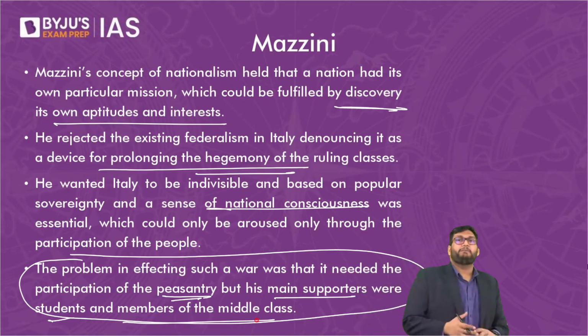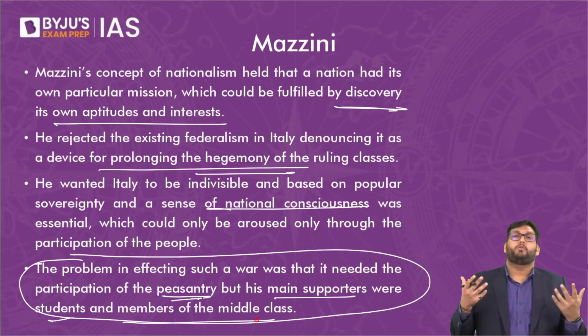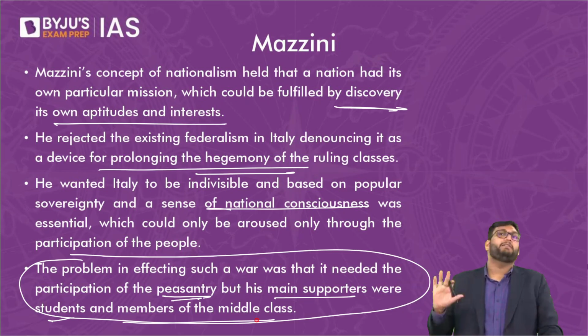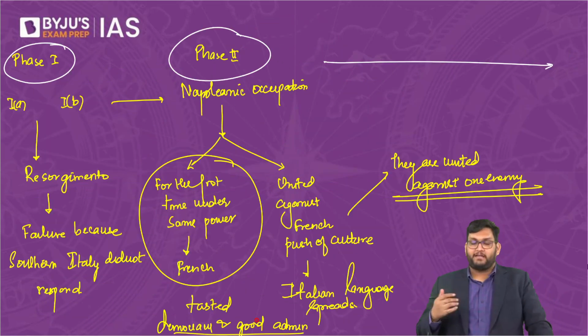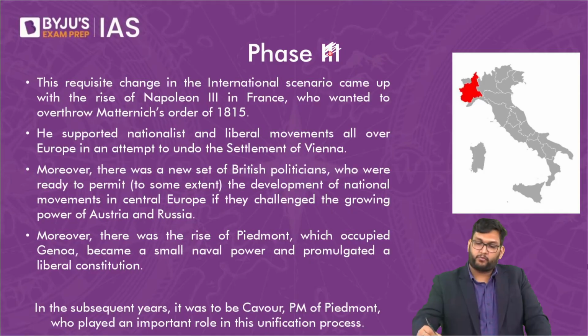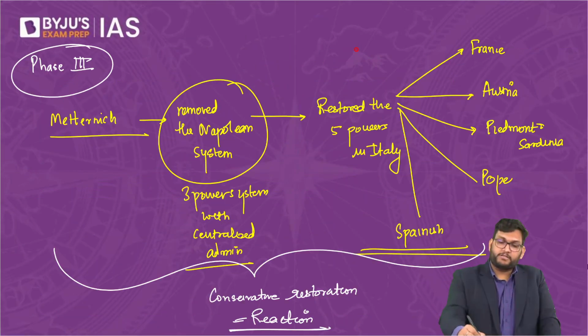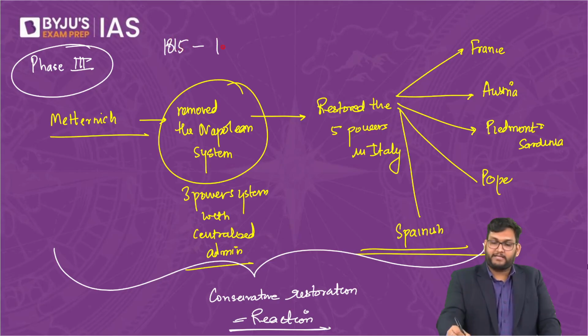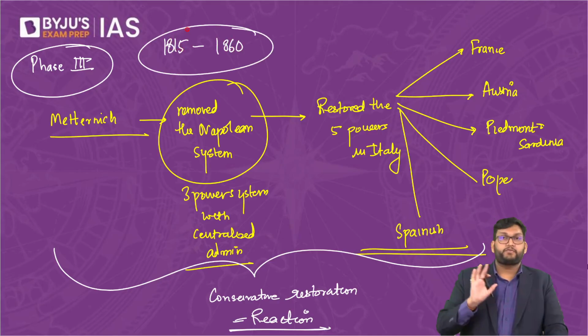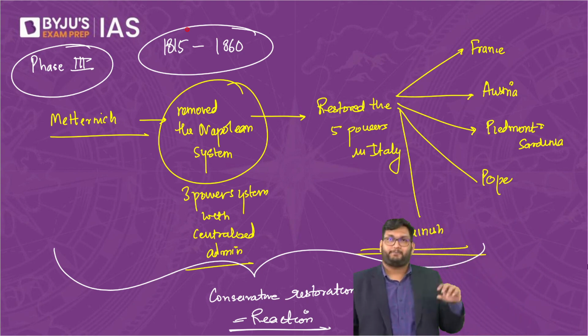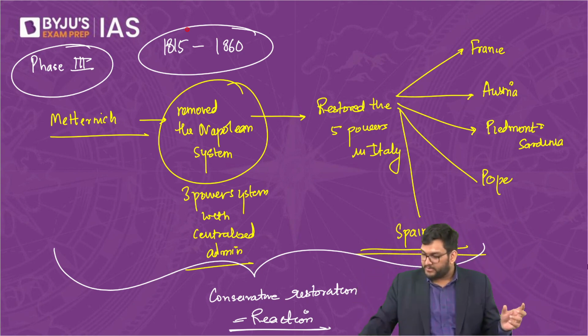So very simply, Mazzini cannot do what he wants to do. He will struggle, but nothing will really happen. And that is why we'll make this phase 4. That is why phase 3 also did not work, which is between 1815 to 1860. So for 50 years, they will try to unite under Mazzini, but that will actually not happen. I'll give you the timelines also, don't worry.